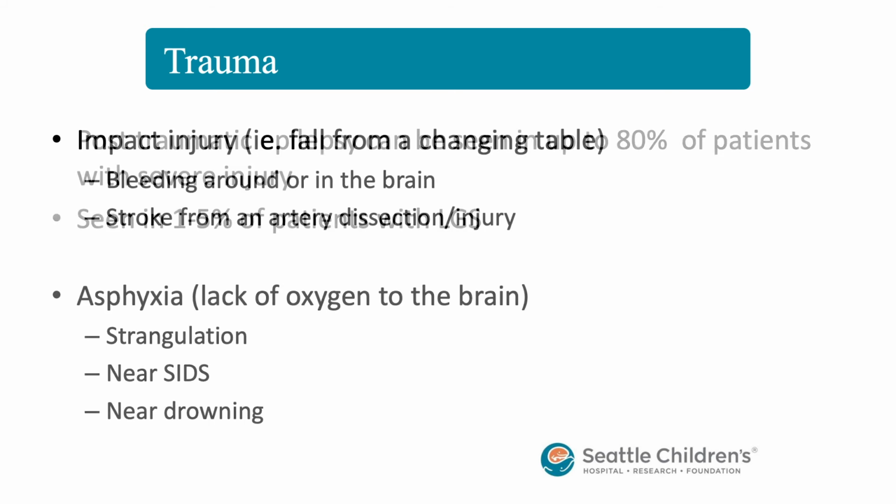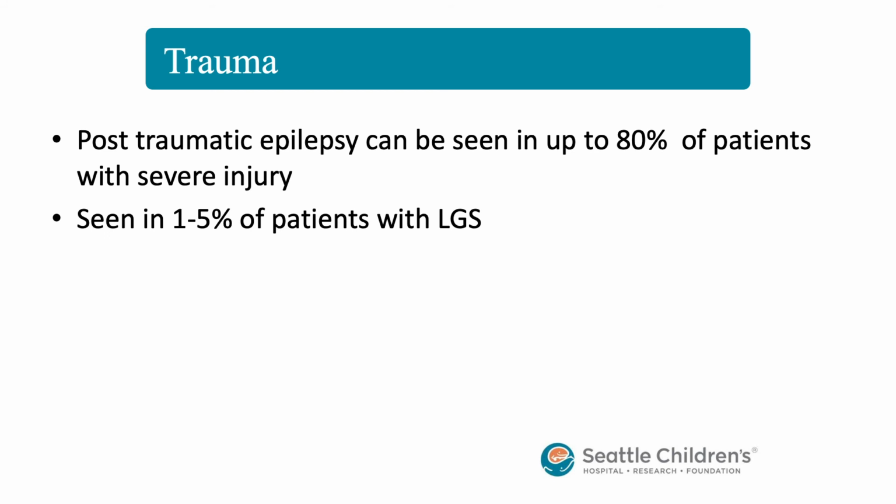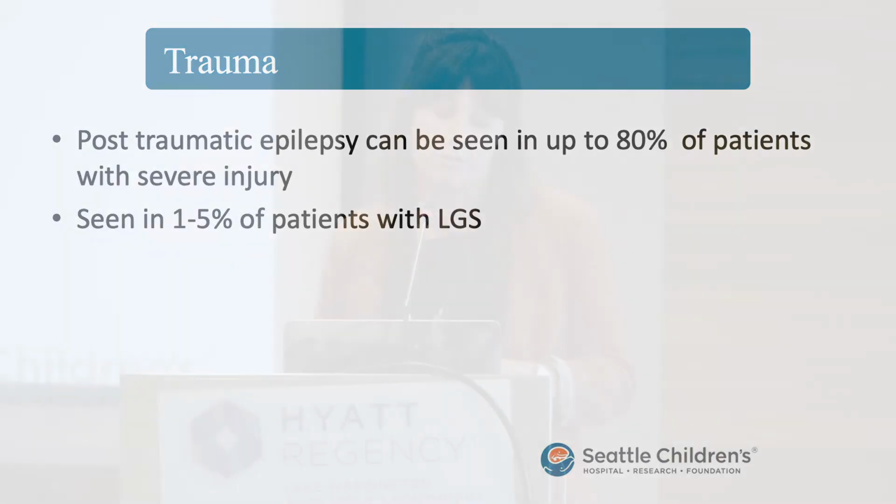This slide may overrepresent the amount of epilepsy with trauma because it takes all people with trauma and looks at the resultant epilepsy, but a severe head injury puts you at a very high risk of epilepsy down the road. Up to 80% of those patients can have seizures, and overall trauma constitutes a fairly small group of kids with LGS, but certainly something I see a lot in my practice.